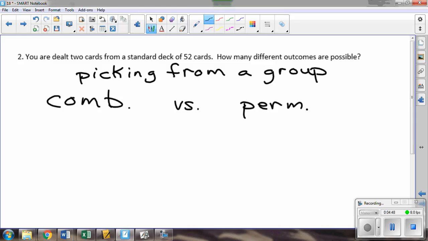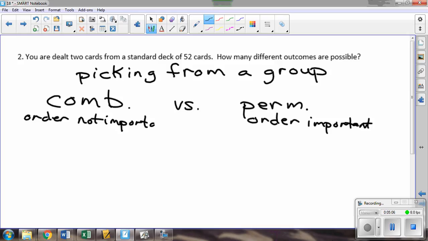And we remember the difference with a permutation. The order is important. And with combinations, the order is not important. So if you're looking at this situation and saying you're playing blackjack, you're playing poker, you're playing some kind of card game, does it matter what order you get your cards? Okay, since you're saying no, that tells us we're using a combination.